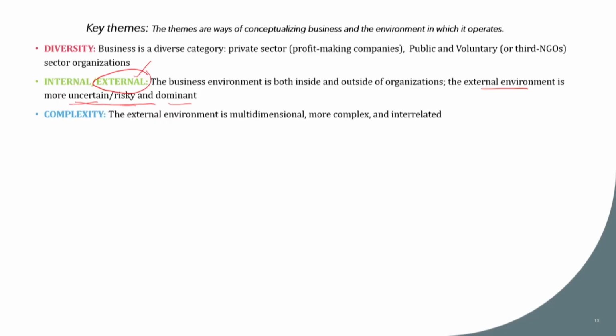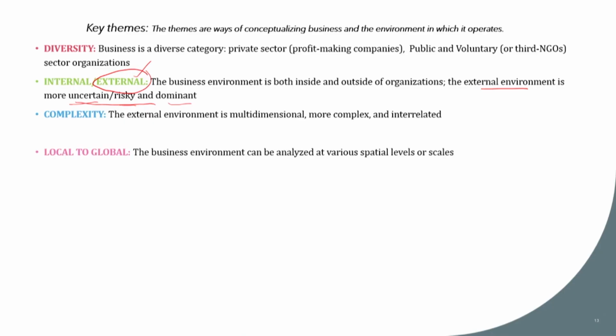Then complexity is there, that the external environment is multi-dimensional, more complex and interrelational. For example, economic environment and political environment, these are highly correlated. So you need to see that this is not standalone. Each and every environmental factor is not standalone. They all depend on each other. They are multi-dimensional, more complex, and highly interrelated.